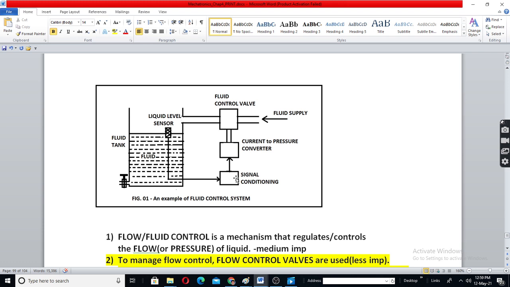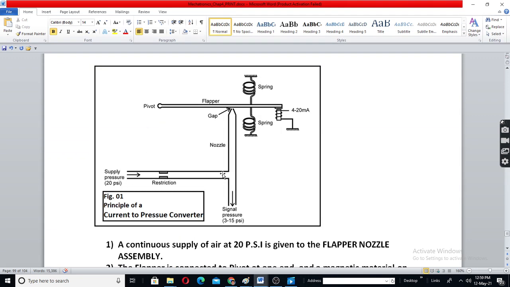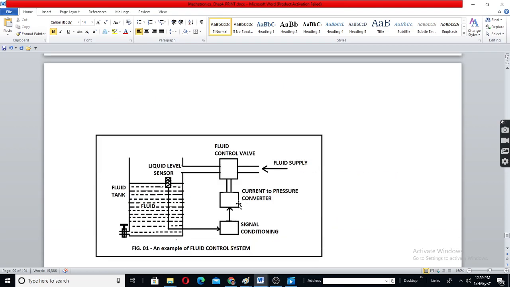After signal conditioning, that is given to a current to pressure converter, say this one. Now this gives an output pressure, varying in this range. That is given to a fluid control valve. This is a liquid line but controlled by air pressure, a pneumatically controlled fluid control valve. This valve controls the flow rate.